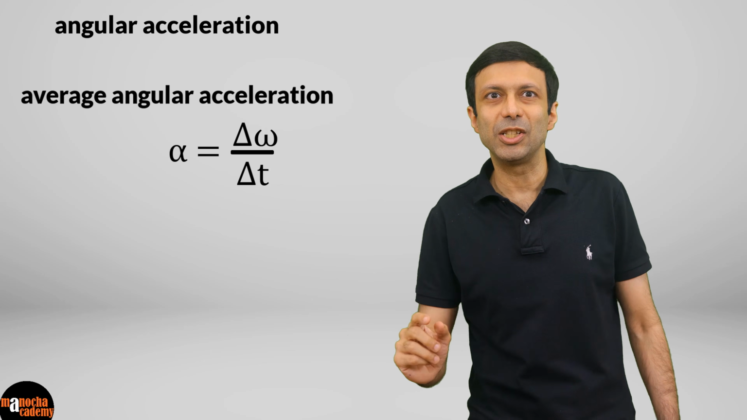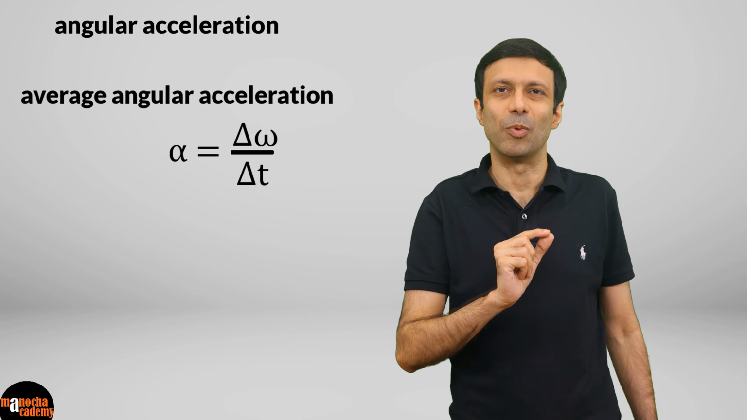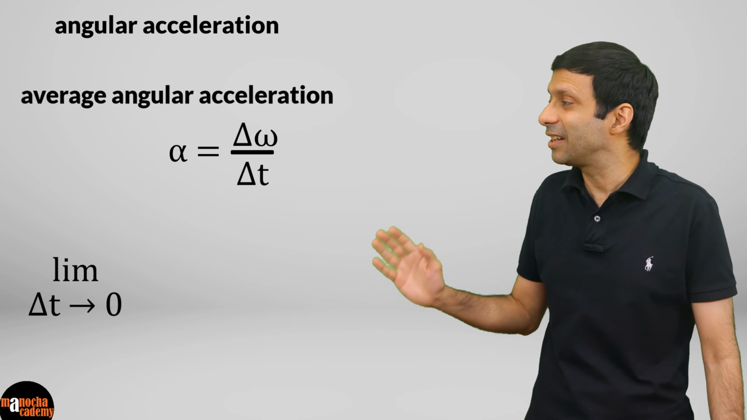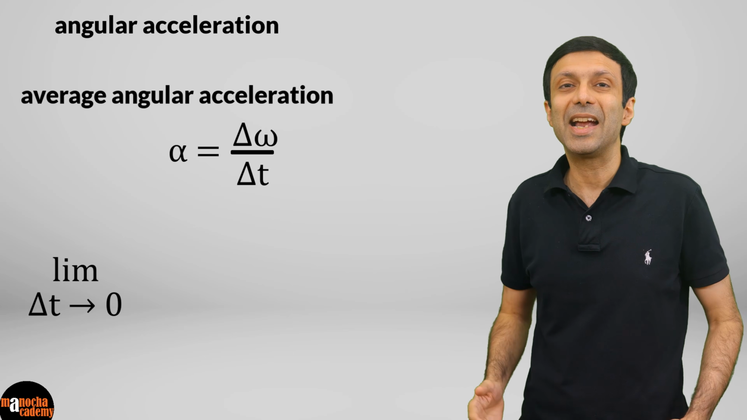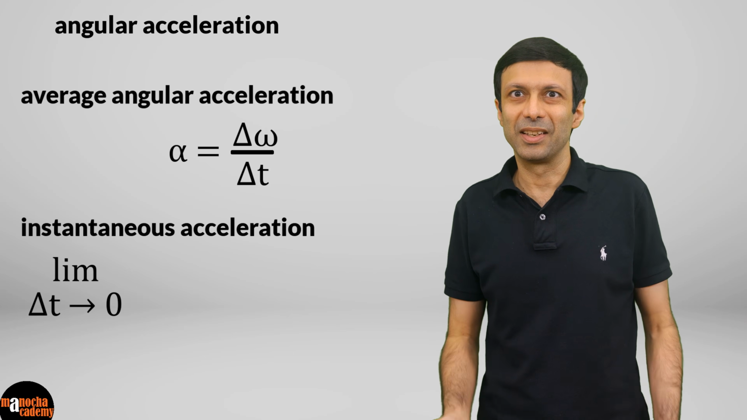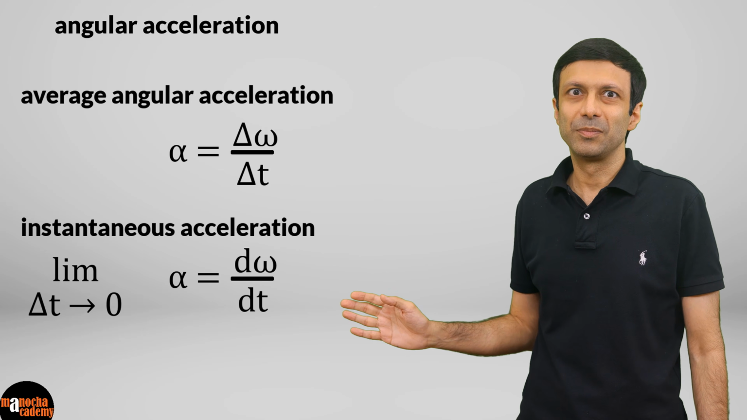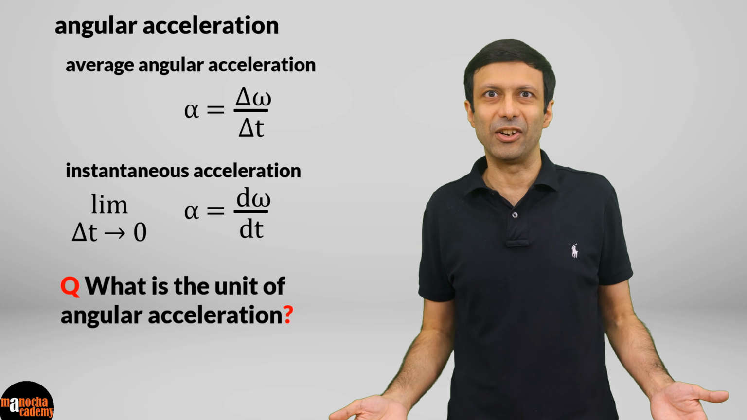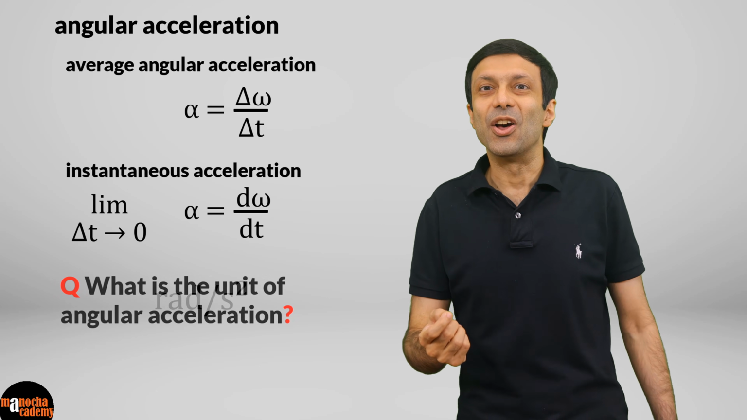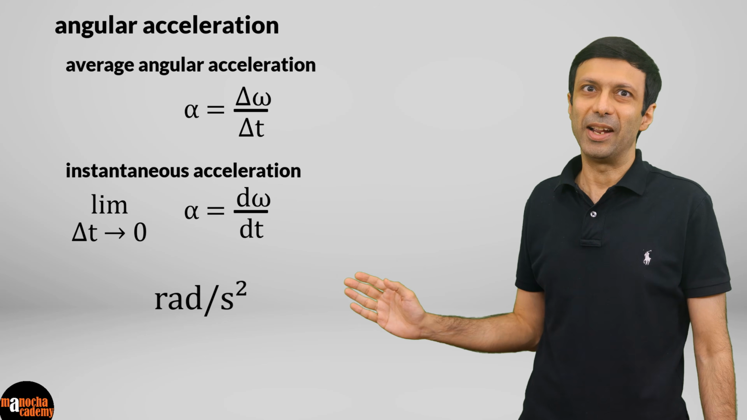Now, as the time interval delta t becomes really small, that is the limit delta t tending to 0, we get instantaneous acceleration. That is alpha equal to d omega by dt. Now, what is the unit of angular acceleration? It's going to be radians per second squared.